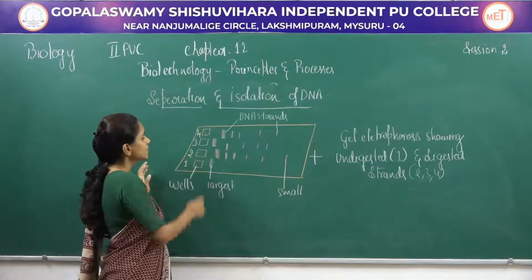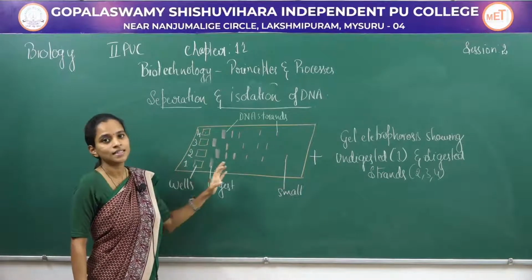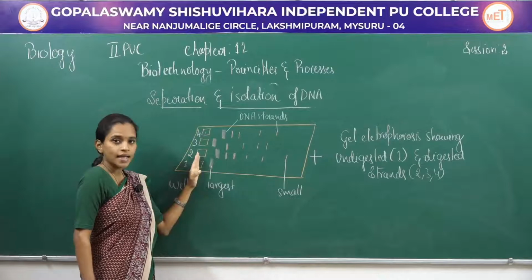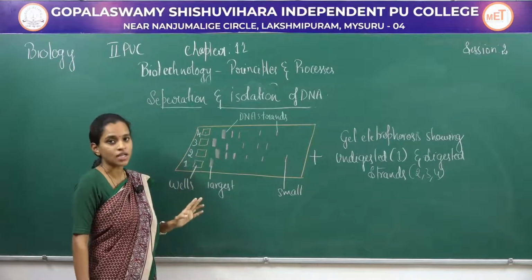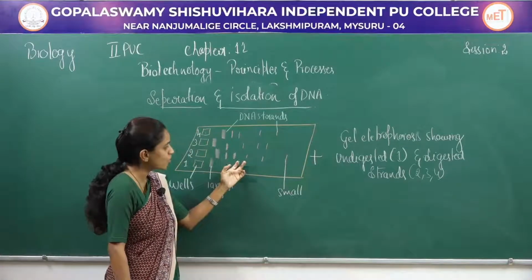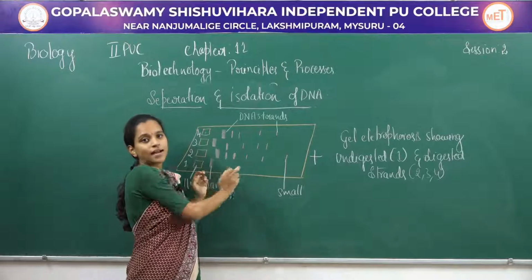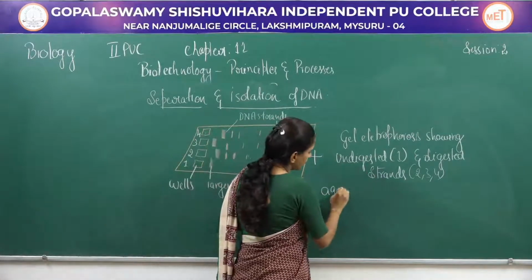Here, once they are loaded in the well, the electric field is applied on this gel electrophoresis. The DNAs move towards the anode which is positively charged. So if the DNA should move towards the positive charge, they should have some matrix here. This matrix will be agarose gel.